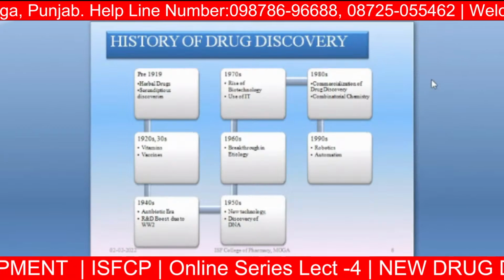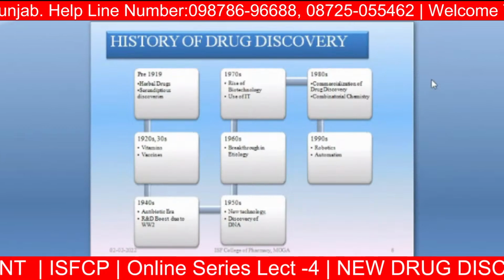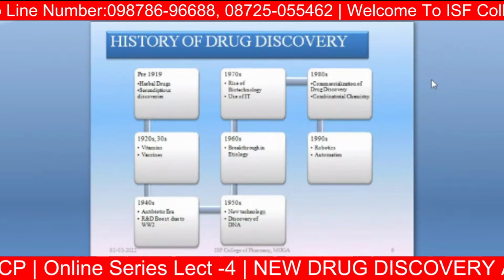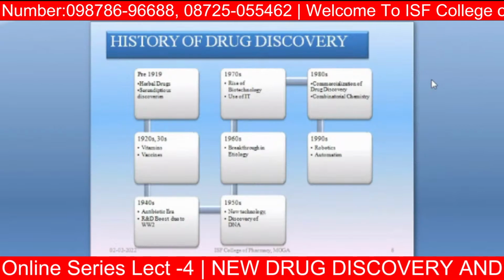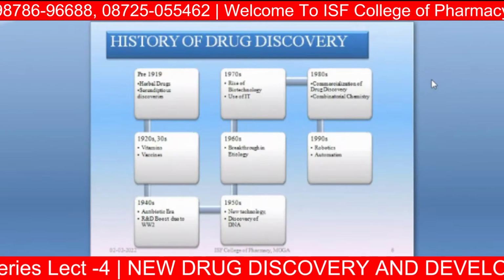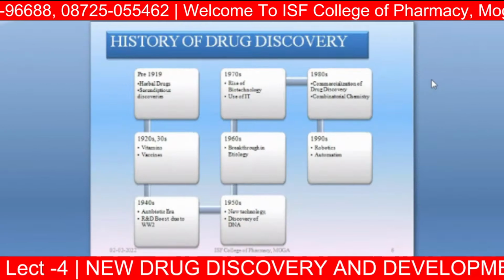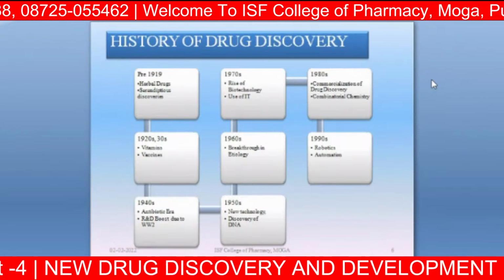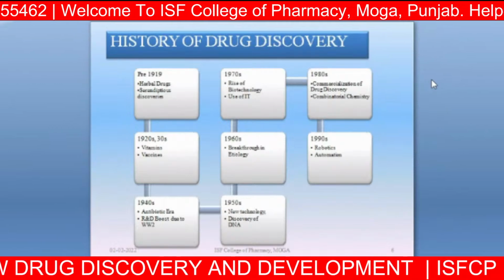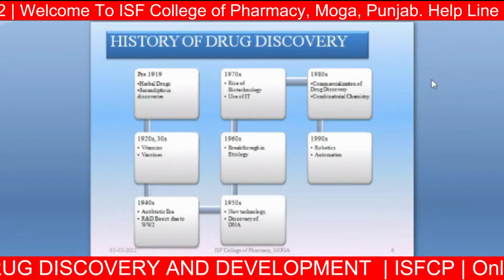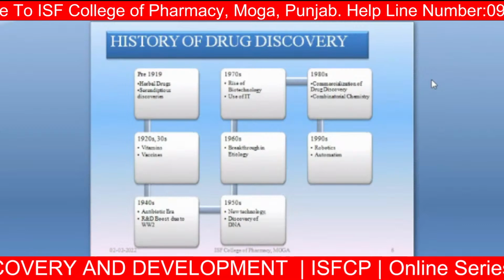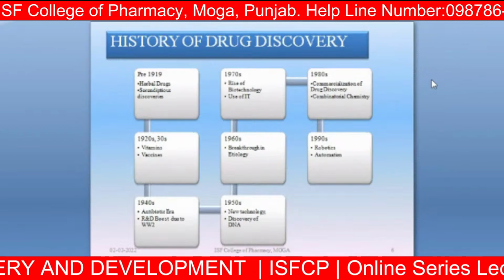Next is the history of drug discovery. In 1990, at that time, herbal drugs were discovered. In the 1970s, rise of biotechnology was there, and use of information technology was also there. In the 1980s, commercialization of drug discovery and combinatorial chemistry. In the 1920s and 30s, vitamins and vaccines were discovered. In the 1960s, a breakthrough in ecology was observed. In the 1980s, automation as well as robotics systems were developed. In 1940, the antibiotics era was developed.